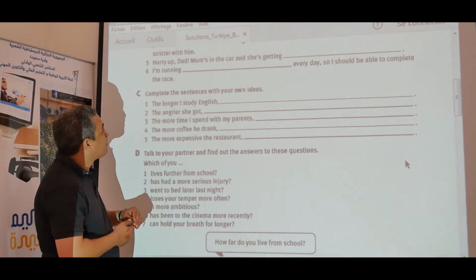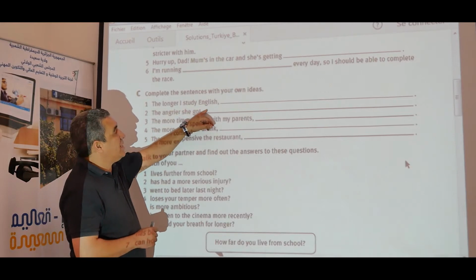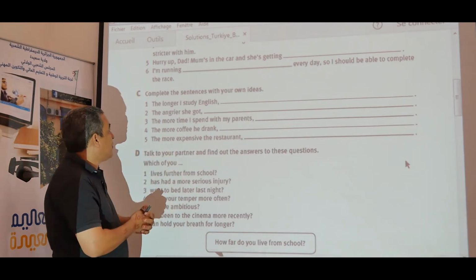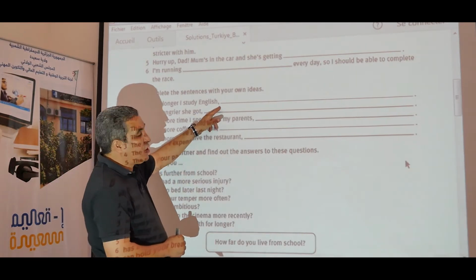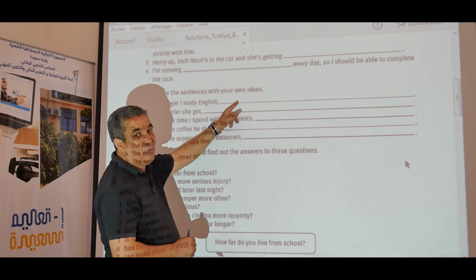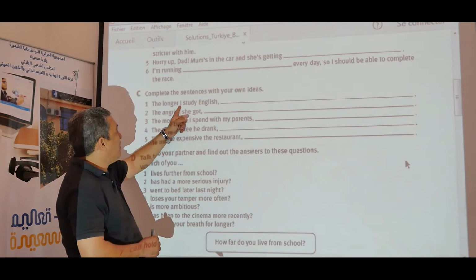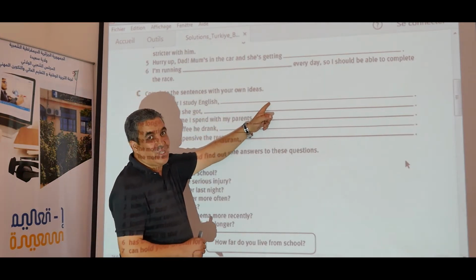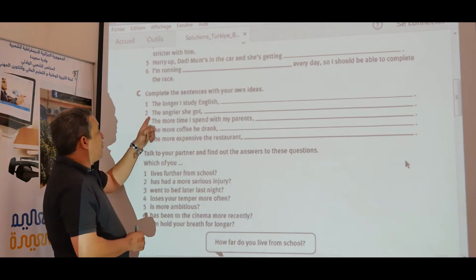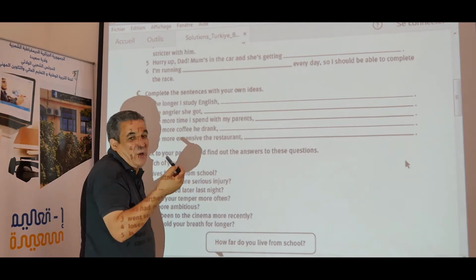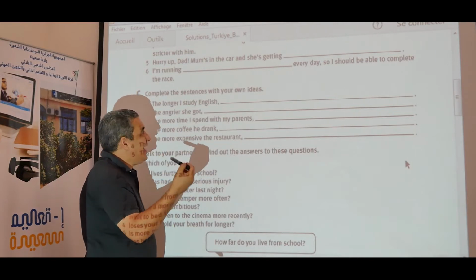For example, the longer I study English, and you remember the rule we said when we've got two elements depending on each other. The longer I study English, the more, for example, the more confusing it gets. The longer I study English, the more confusing it gets. Now, 2, the angrier she got, for example, the louder her voice gets.